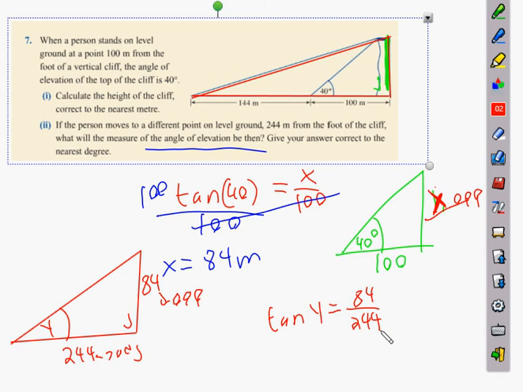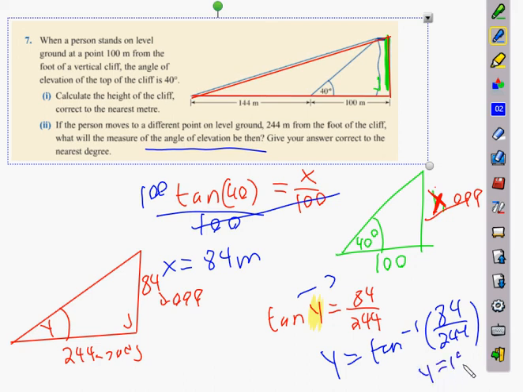Josh, in this case, you don't know the angle. So therefore you're moving the tan this time. So what happens when you move the tan over to your side? Tan inverse 84 over 244, and what do you get? 19? Okay guys, so that's it done. Right there. Okay.